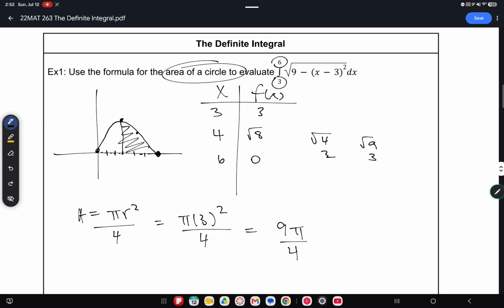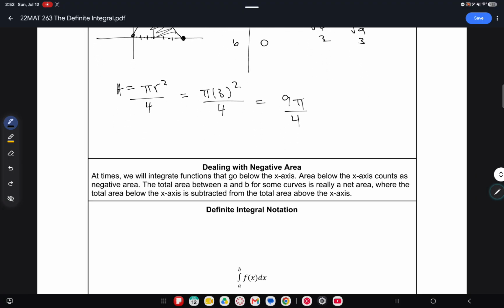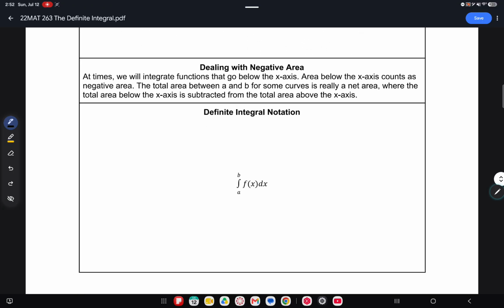not all integrals are going to be nice geometric shapes for us. So what can we do to help with that? And we'll get there eventually. Okay. I have to introduce this idea of a negative area, because so far we've been talking about integrals as being area under the curve. And we've usually done it as area under the curve above the x-axis, right? So we got to talk about negative area.